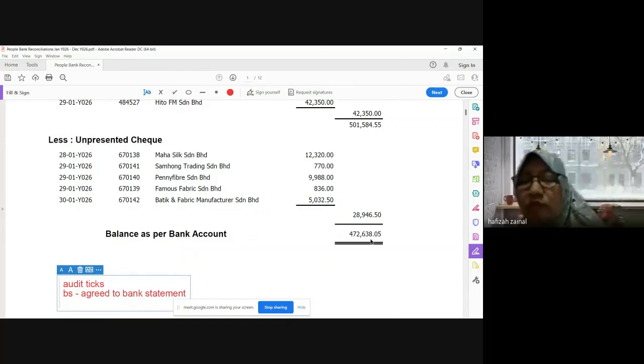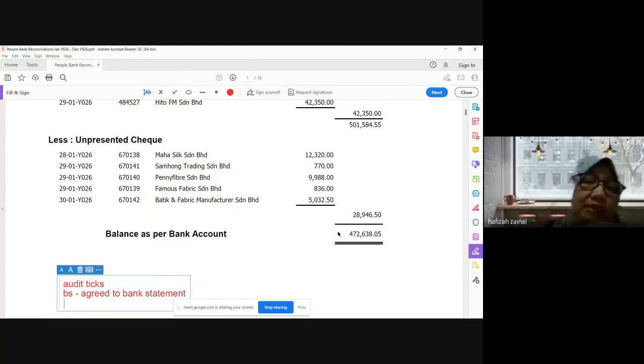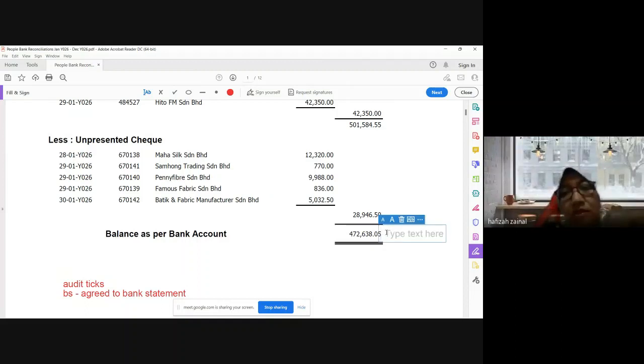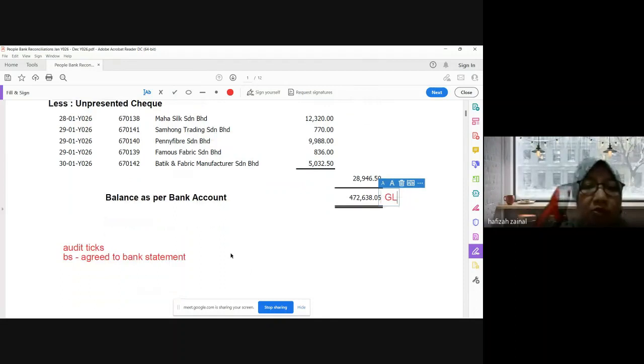So here, where do the figures come from? The figures are actually coming from the ledger, right? Or the trial balance. This is the closing balance as per our ledger. So what do we do? Of course, our audit work is we agreed to the GL, or we agreed to the TB, depending on whichever document you use as a reference.